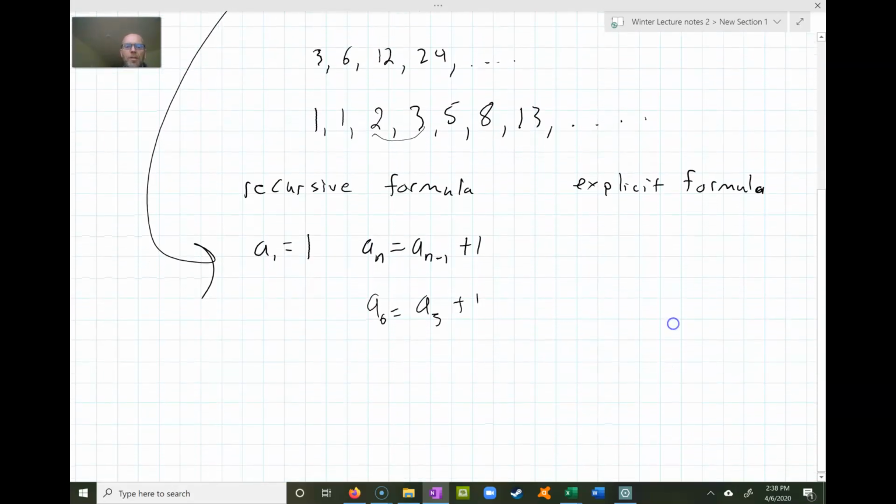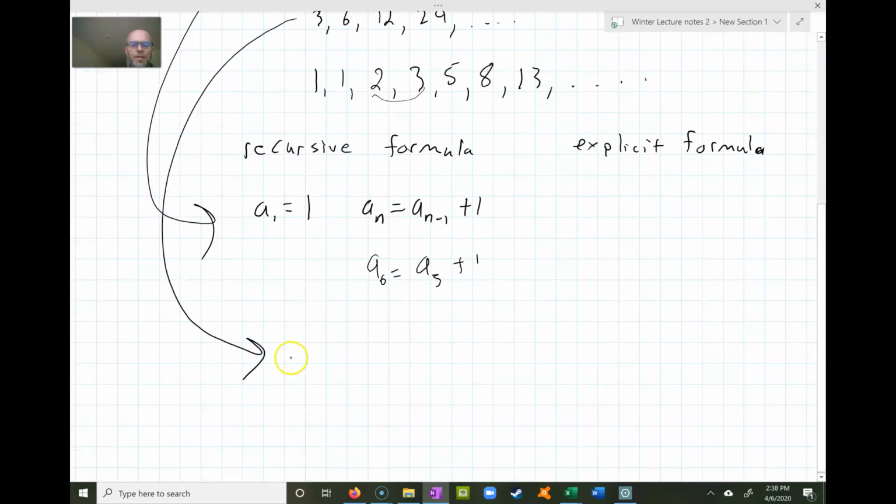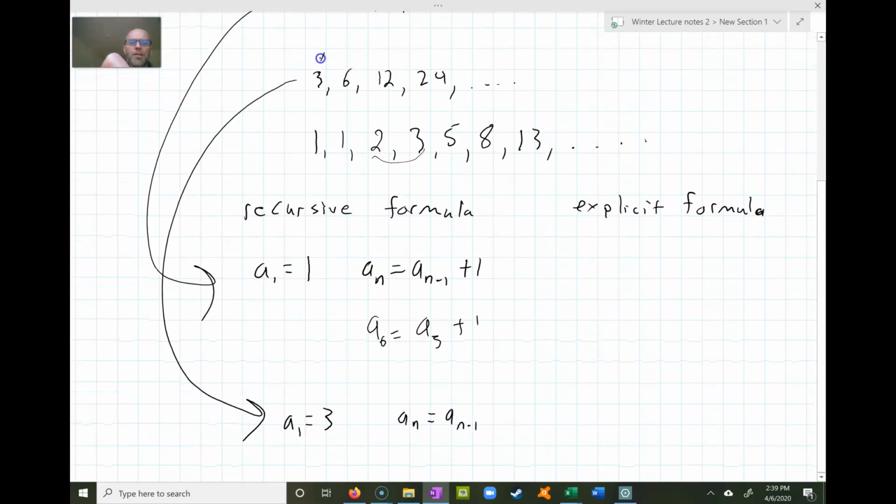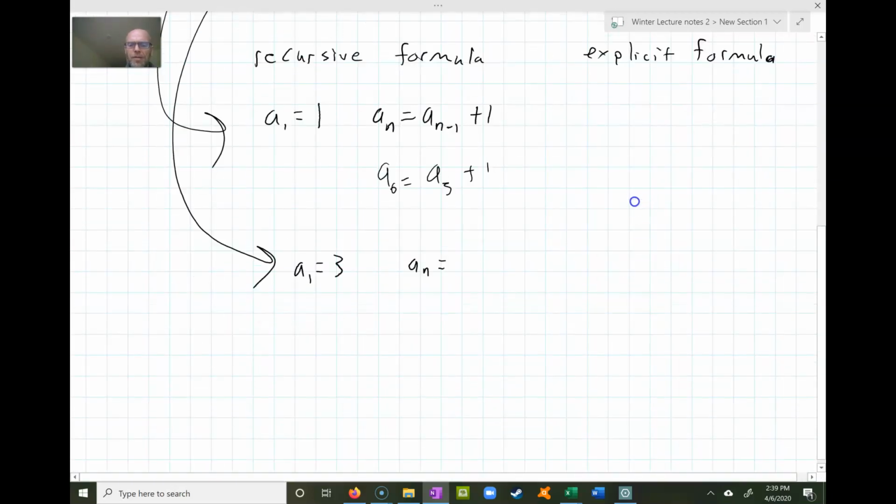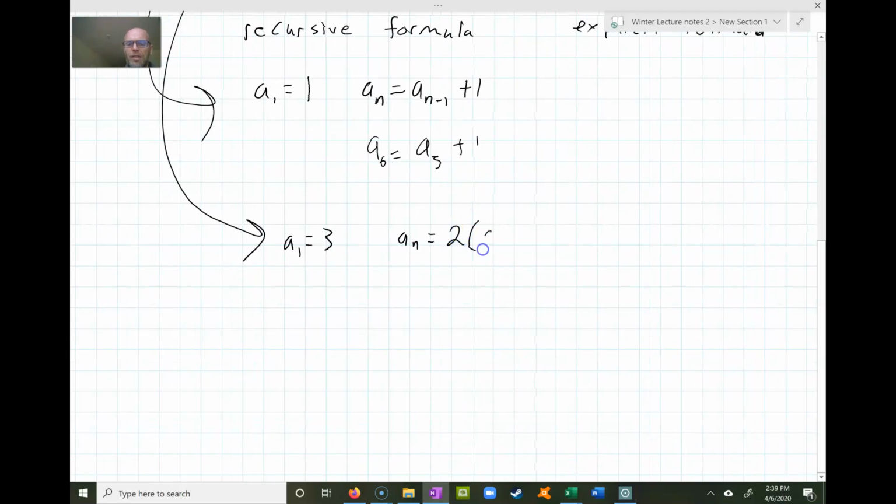And just to do another one real quick, the recursive formula for this one would be, again, a sub 1 is 3. The first term is 3. And to get from one term to the next, you take a sub n minus 1, and what would you do to it? Well, I'm just multiplying by 2 each time, aren't I? So it would just be 2 times a sub n minus 1.